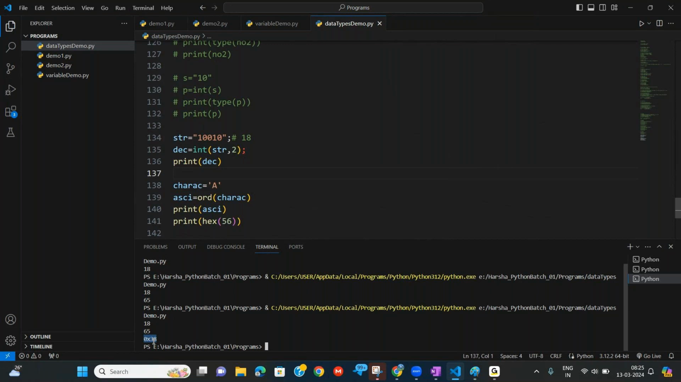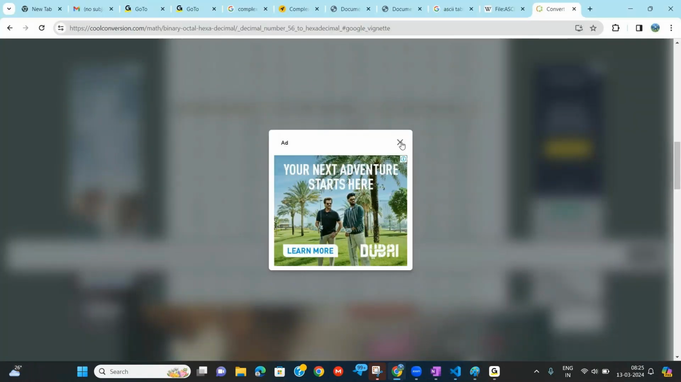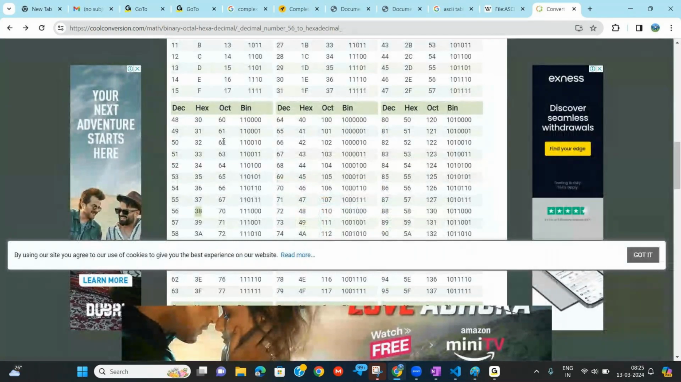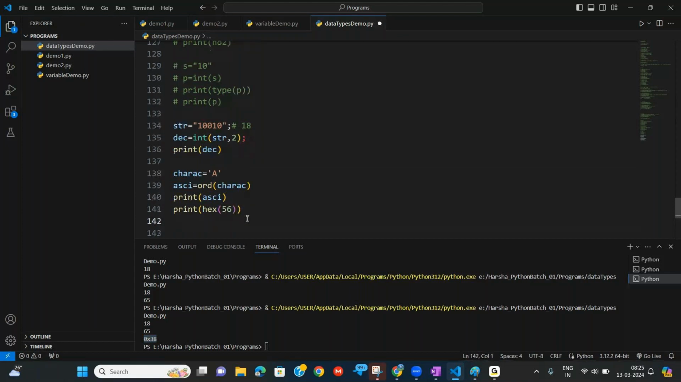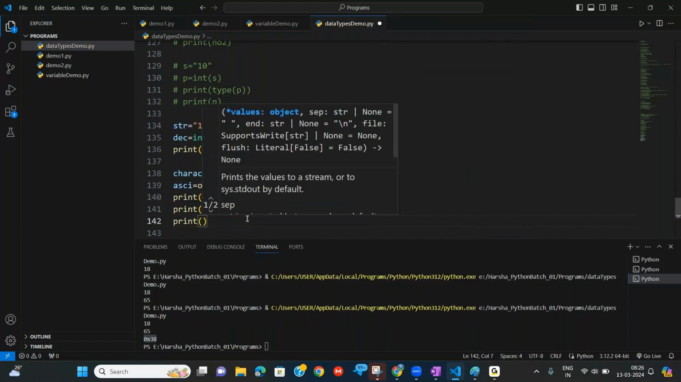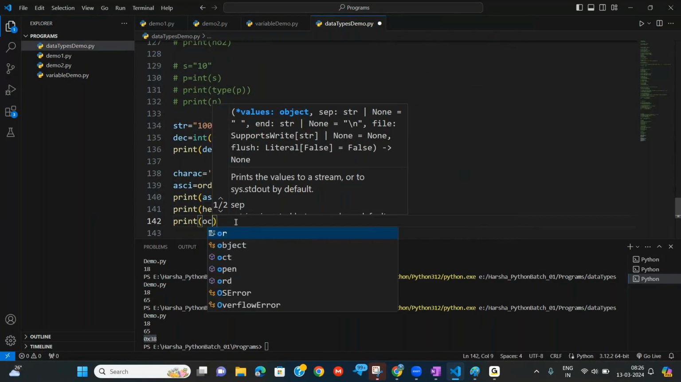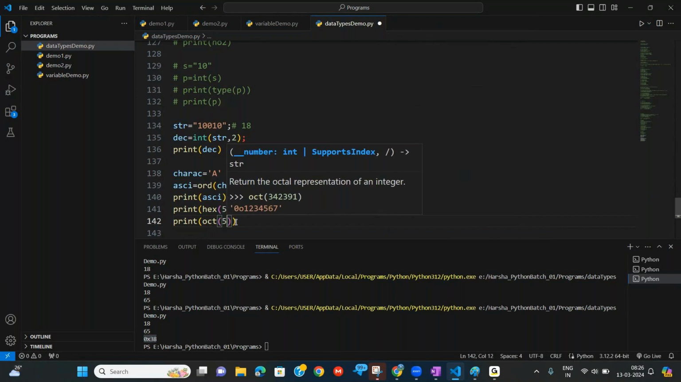Now if you're trying to find the octal conversion for the same number, for 56 we have the octal of 70. So it will show 0o70. So 0o stands for octal. The octal representation is shown in this way. Let me print the oct of 56. That number is 70, right? So that number is shown in this way.